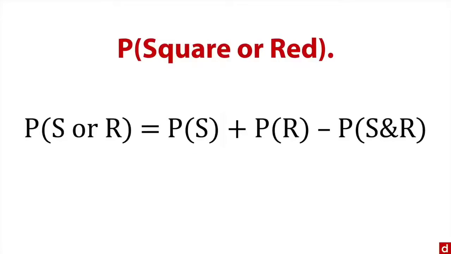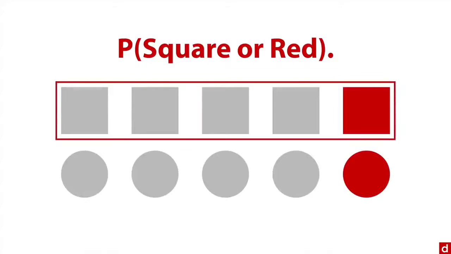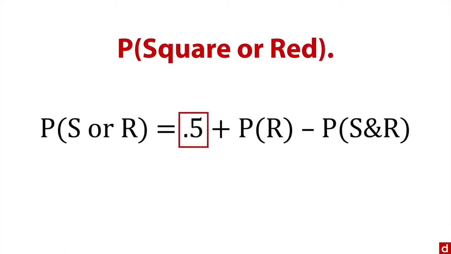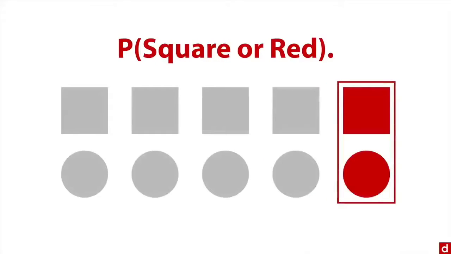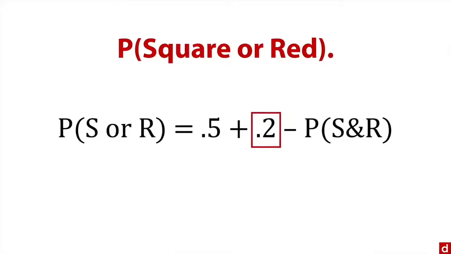Now we can start this way. Let's get the probability that something is a square. Well, we go back to our probability space. You see we have 5 squares out of 10 shapes total. So we do 5 over 10, that reduces to 0.5. Okay, next up, the probability of something red in our sample space. Well, we have 10 shapes total. 2 of them on the far right are red. So that's 2 over 10. And you do the division, you get 0.2.